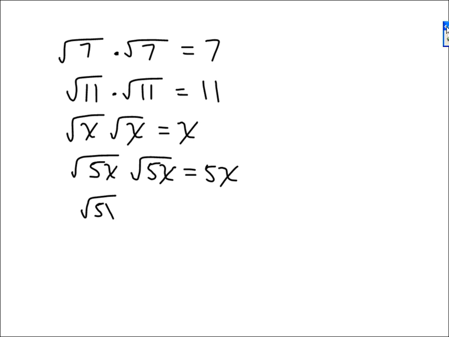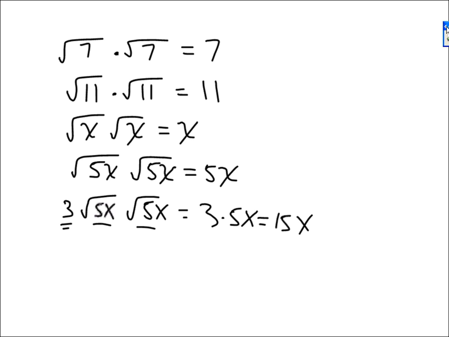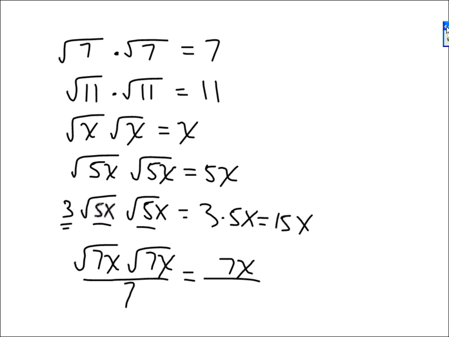Well, if what I just wrote down is 5x, and I multiply it by 3, well then, we'll get 3 times 5x. This is 3, and this times that is 5x. So when you multiply them out, you get 15x. If you have the square root of 7x times the square root of 7x divided by 7, you're going to get x back. Because the numerator will just be 7x. And we're dividing by 7. Say bye to the 7s and you just get x back.